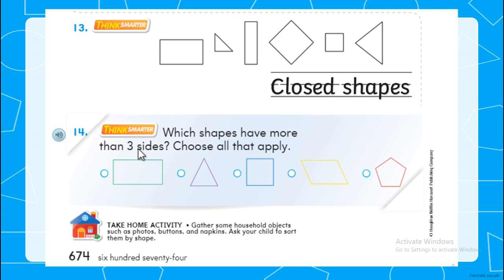In question 14, which shapes have more than 3 sides? Choose all that apply. More than 3, 4 or more. Let's see. The rectangle has 4. The triangle, no, it equals 3. I want more than 3. The square, yes, it has 4. This shape, yes, it has 4. This shape, this is a pentagon. Yes, it has 5. More than 3. Excellent job.